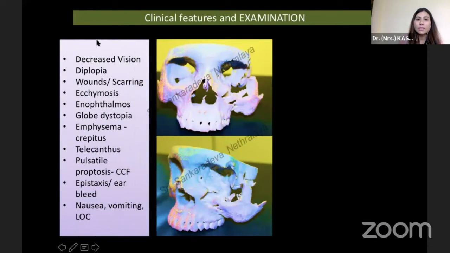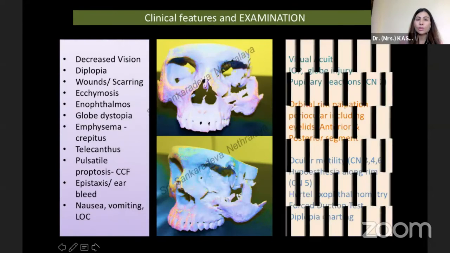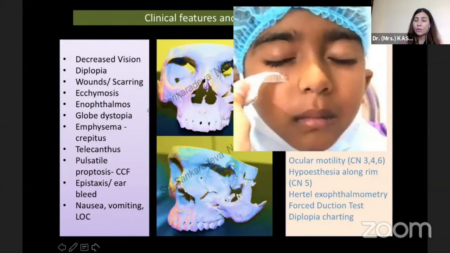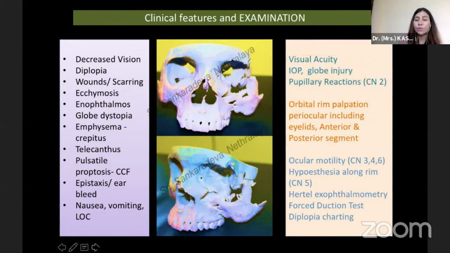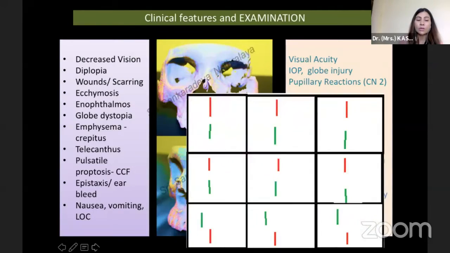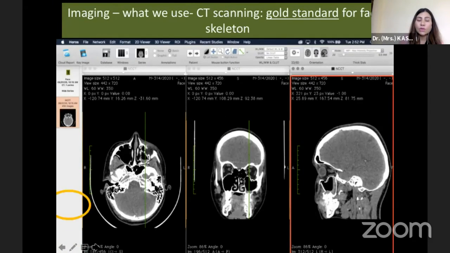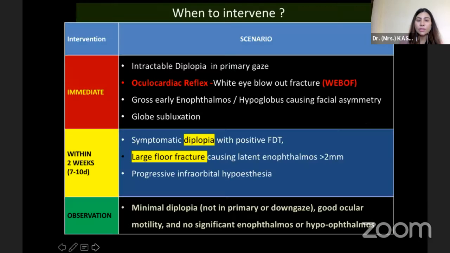These are the classical clinical features which you can see in both pediatric and adult. But the most important in any pediatric case is that we need to examine the intraocular status very well, with a very good evaluation of ocular motility, the forced duction test, and if possible, exophthalmometry and also diplopia charting. Imaging is the gold standard, where we need to examine the axial, the coronal, and also the sagittal, so that we can see the fracture in the same plane in all three sections.